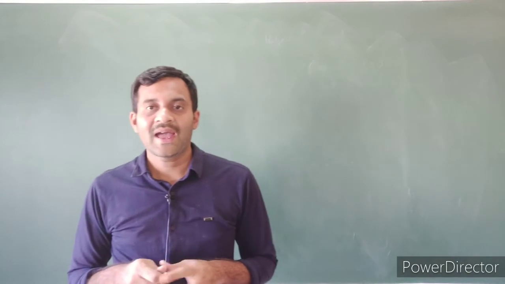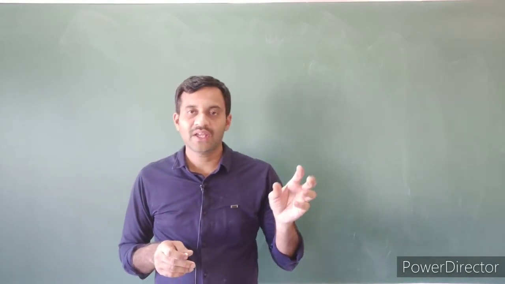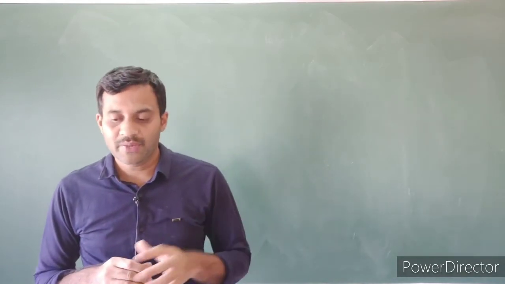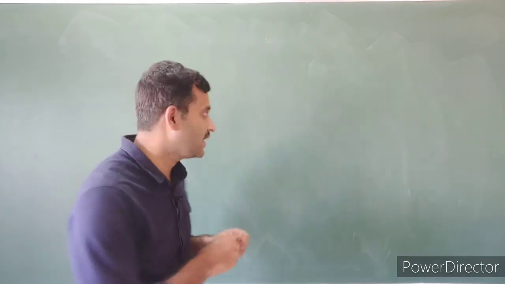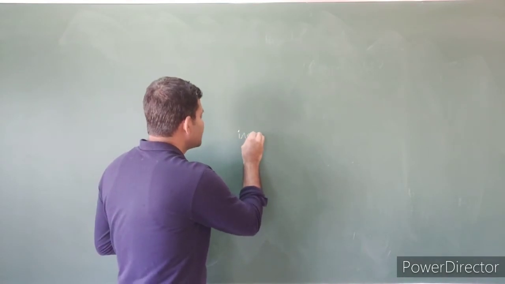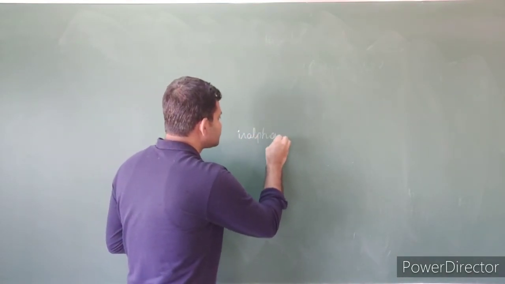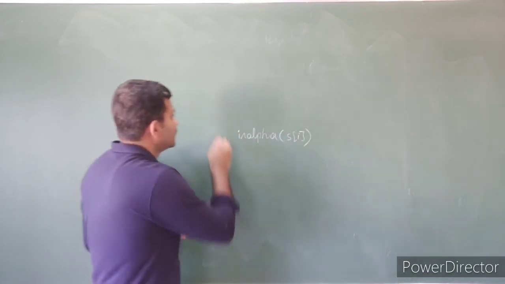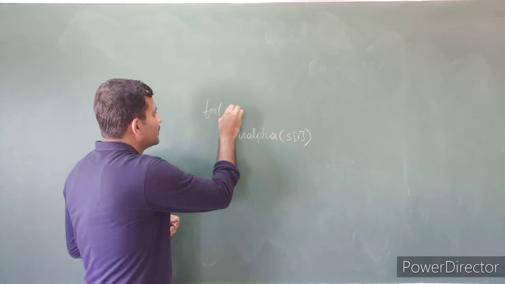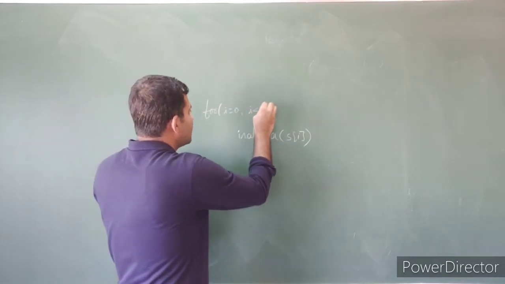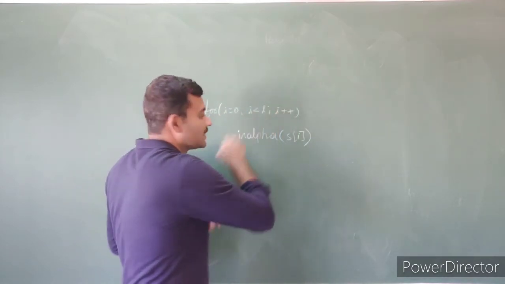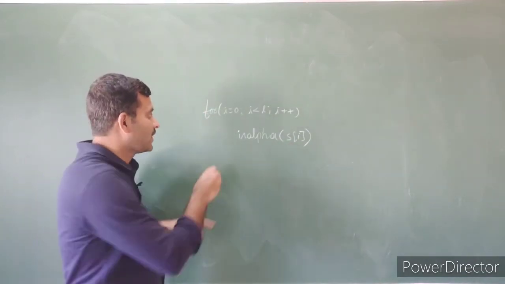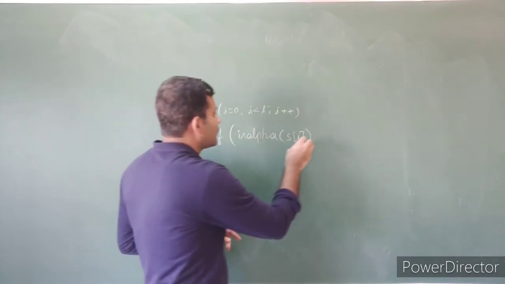Using a for loop, access each character one by one. Then verify if it is an alphabet. How to verify if it is an alphabet? Using the function isalpha, isalpha of s of i. So using a for loop, i equals 0, i less than L, i plus plus. What is L here? The length of the given string. You have to access each character. First verify with isalpha.